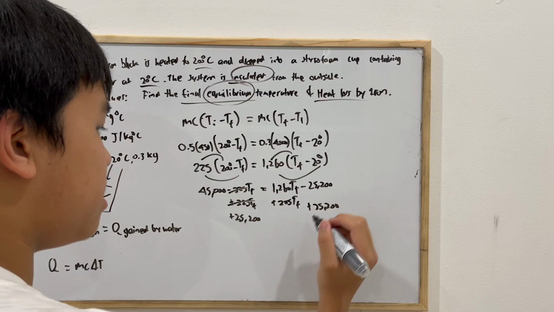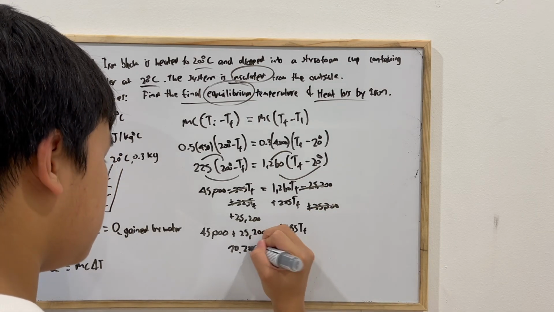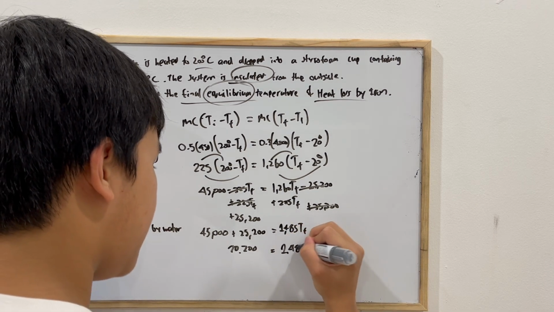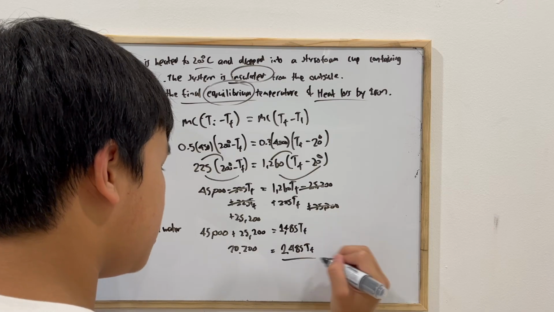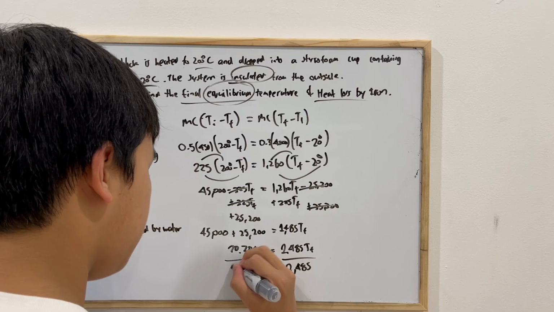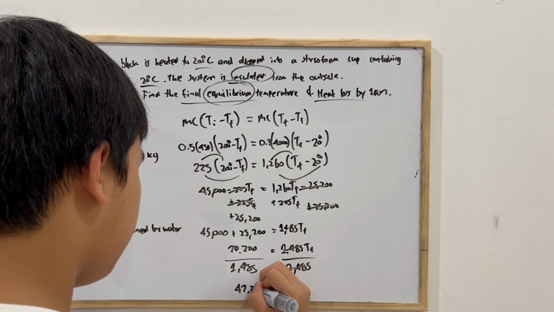This is going to cancel out, this is going to cancel out, and we're going to be left with 70,200 equals 1,485 times the final temperature. To get the final temperature, we're just going to divide by 1,485 on both sides. We're going to get a final temperature value of 47.3 degrees Celsius.